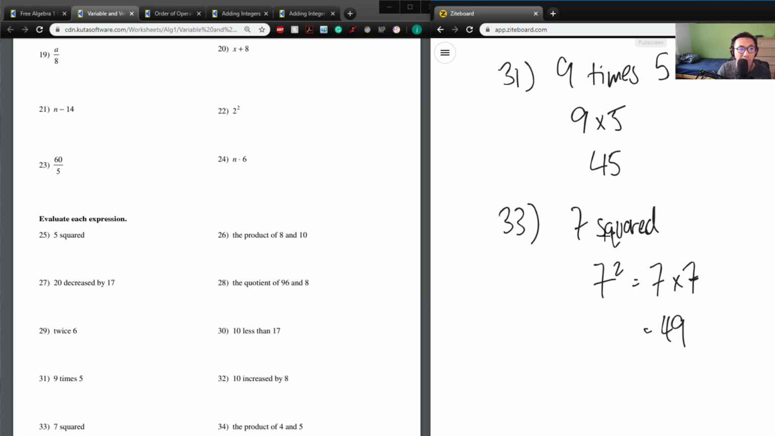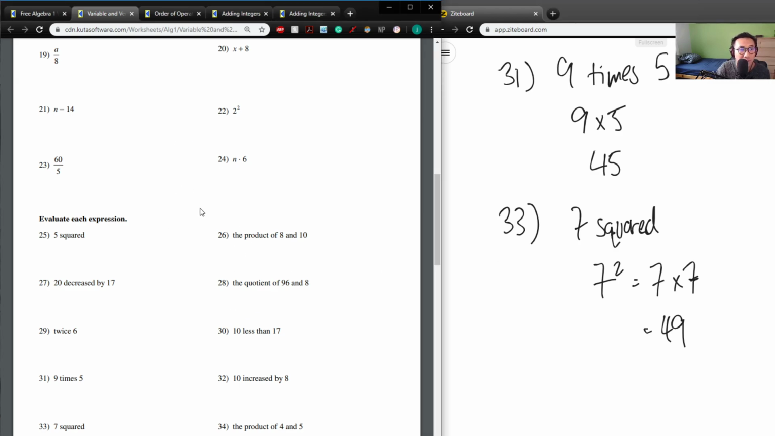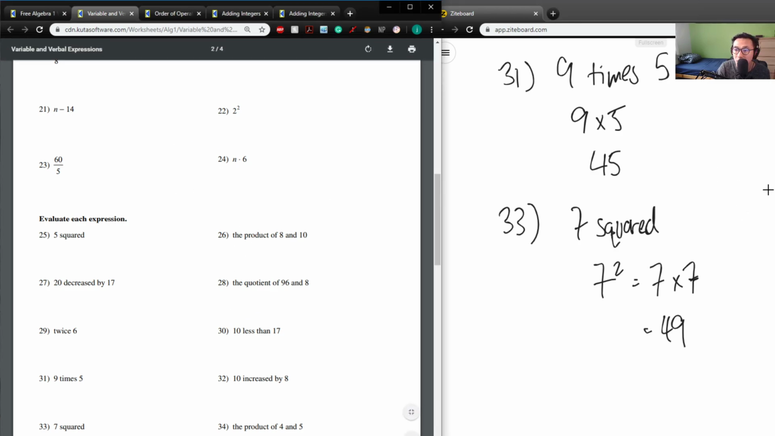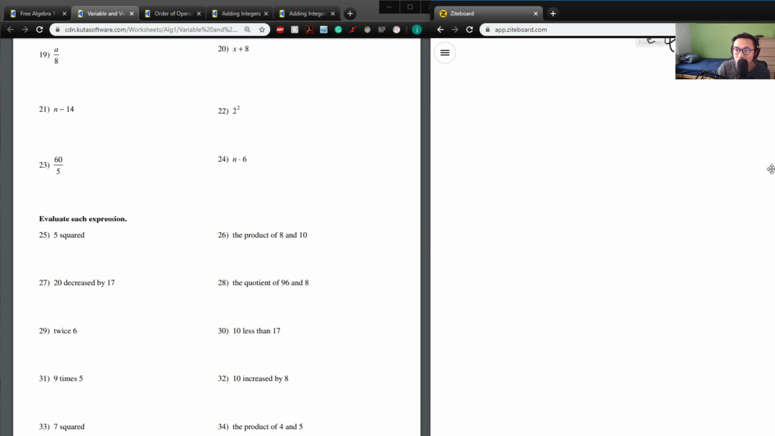Either way, I'm breaking it down for you so that we're showing a step-by-step solution for all of these problems. So that's going to be it for variables and verbal expressions. Then we're going to move on here to order of operations.